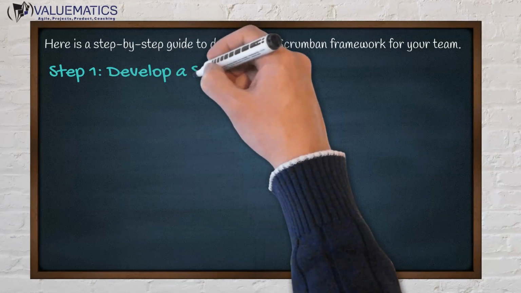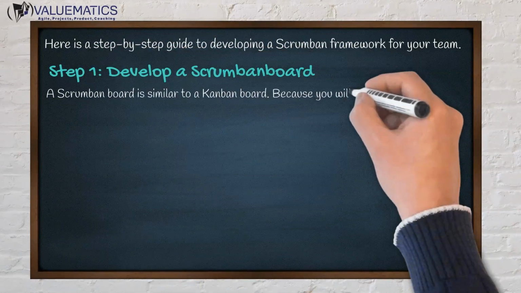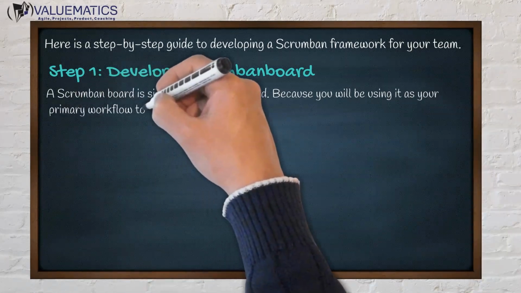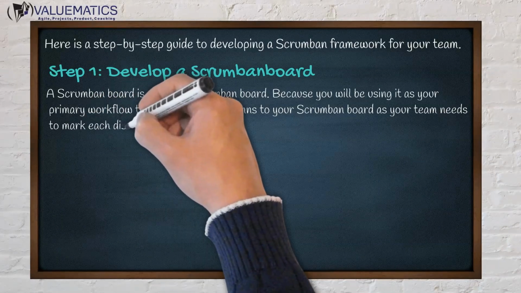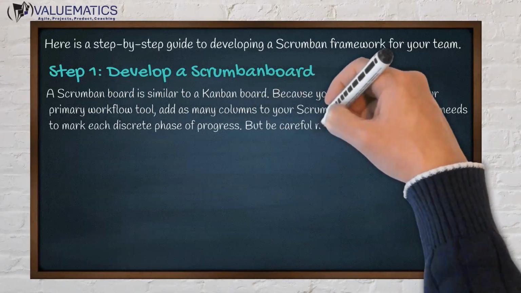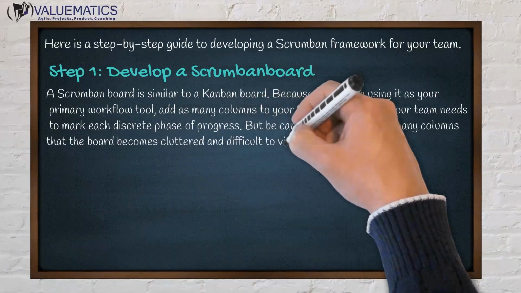Step 1. Develop a ScrumBan board. A ScrumBan board is similar to a Kanban board. Because you will be using it as your primary workflow tool, add as many columns to your ScrumBan board as your team needs to mark each discrete phase of progress. But be careful not to create so many columns that the board becomes cluttered and difficult to view.